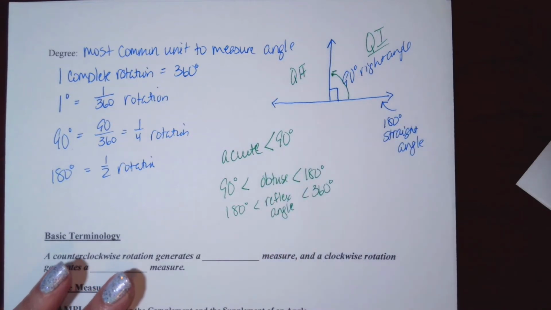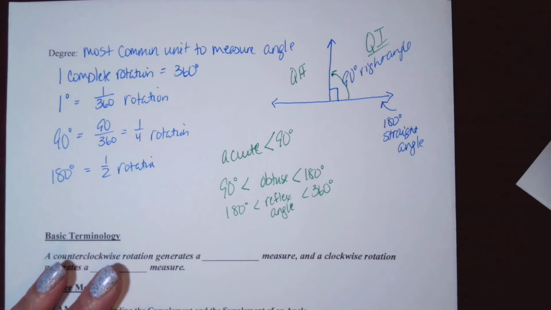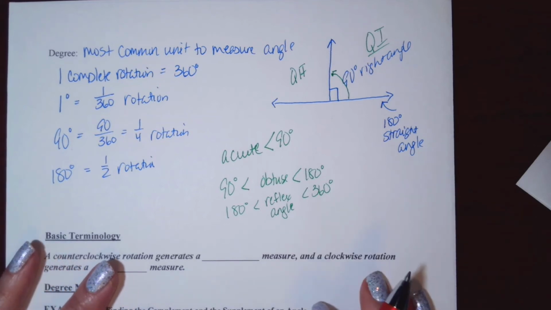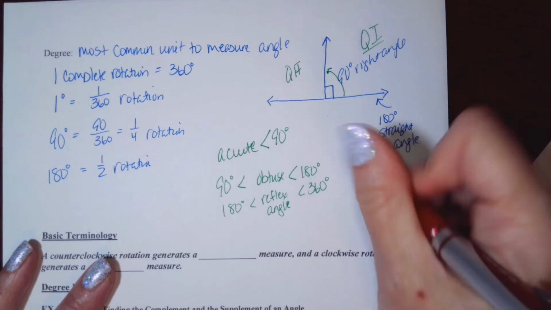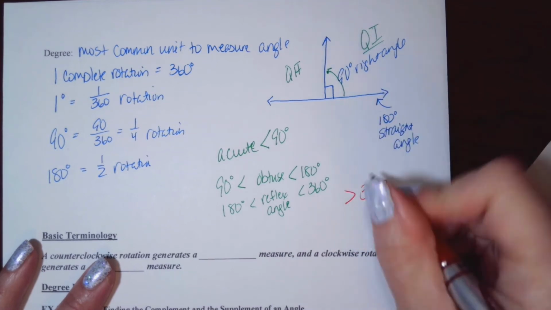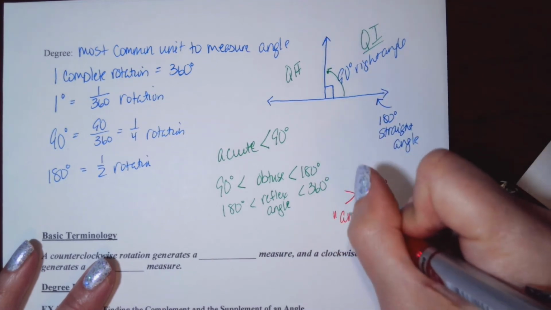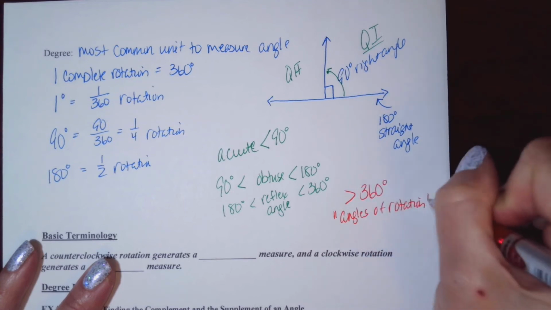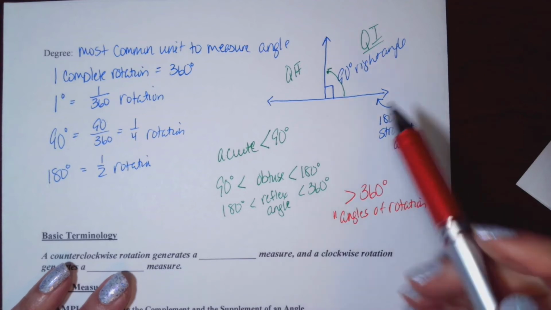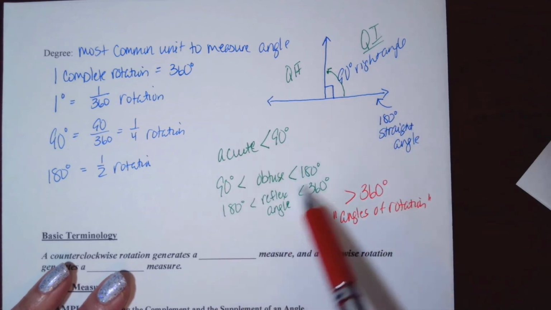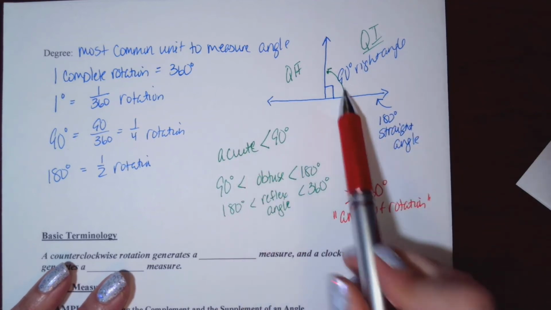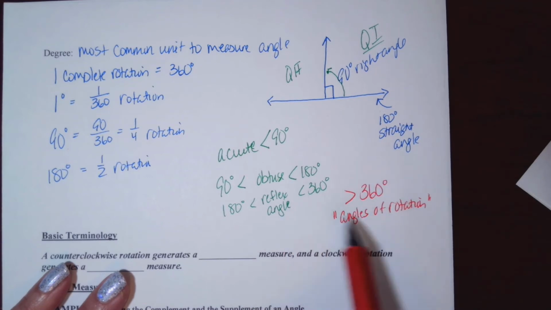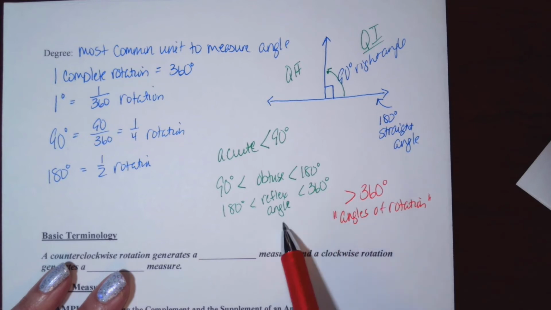And we're going to keep going in trig this semester. Anything larger than that, greater than 360 degrees, is what we refer to as angles of rotation. We're usually really comfortable talking about acute and obtuse angles, right angles, straight angles. When we talk about reflex angles and these angles of rotation, those are maybe some new terminologies for us.